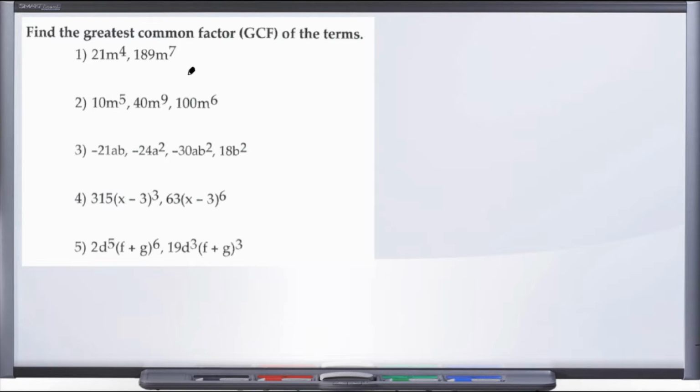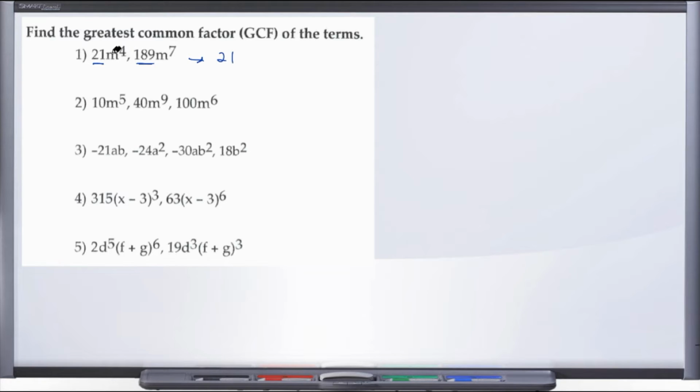Alright, so if we take a look here at number 1, we're given 21m to the 4th and 189m to the 7th. And since they just want us to find the GCF, what I always do is start with my number, because we're looking for the largest number that goes into 21 and goes into 189 evenly. Well, let's see. The largest number that goes into 21 and 189 evenly is actually 21. 21 goes into itself 1 time, and 21 goes into 189 9 times.